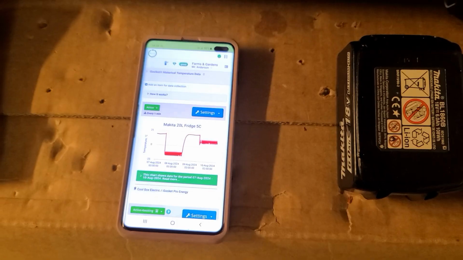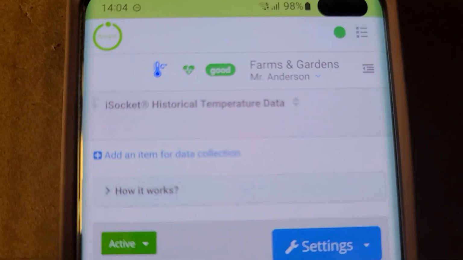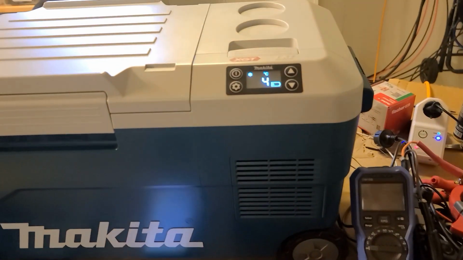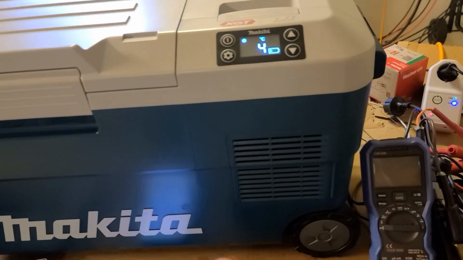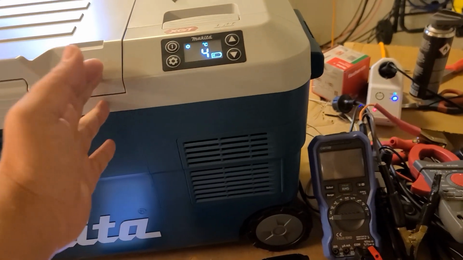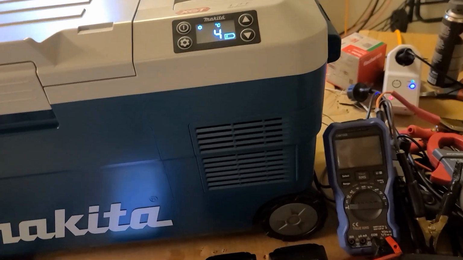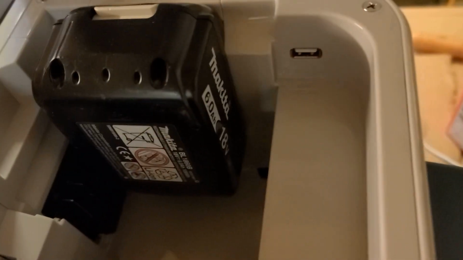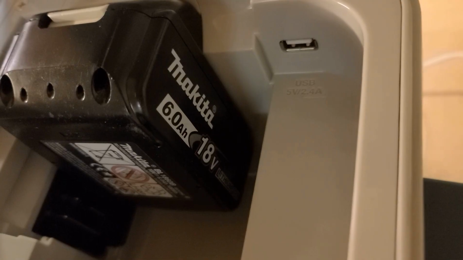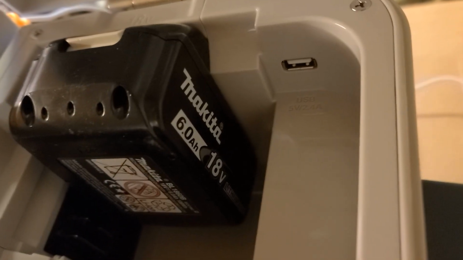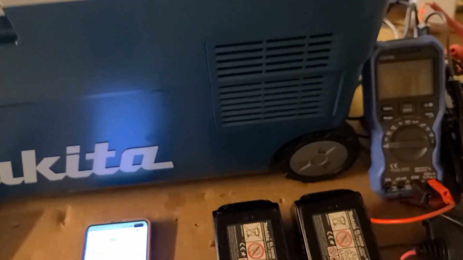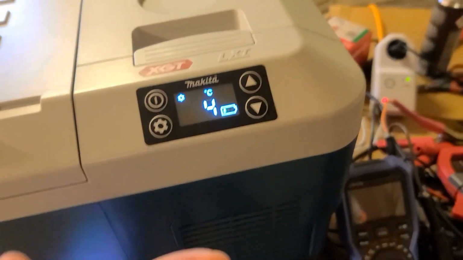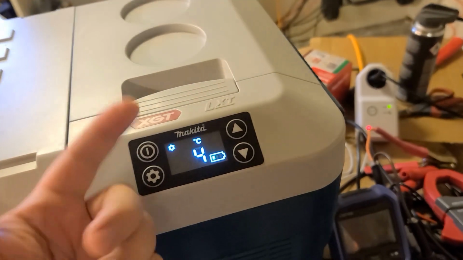Guys, I keep enjoying this iSocket historical temperature data feature when it is related to freezers or fridges. So I want to share another story. It's covered in my video where I review this Makita. I think there's going to be 6 videos. But that one will be when I power them from these Makita native genuine 6 Ah 18 volt batteries. And I wasn't here when the first battery was depleted and the second became operating.